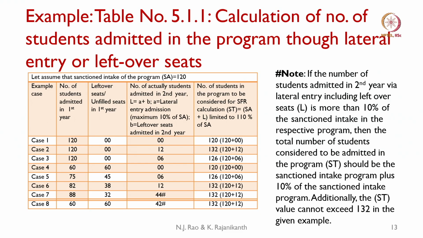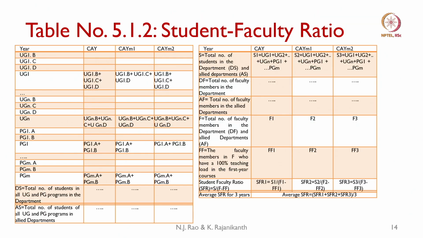Notice in this case ST will not be 81. It will be sanction intake 120 plus the actual lateral entry which is 6. So, it is 126. Okay. So, that is a very important way to look at how the ST is calculated. That is explained in the notes, that is all.